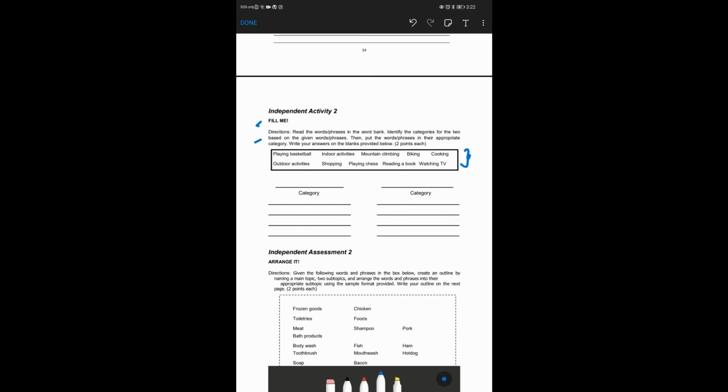So, dito daw, from this word bank, guys, pipili kayo ng dalawang words or phrases dyan na magiging category. Tapos, under ng dalawang category na yon, ilalagay nyo yung ibang mga words na nandun. Okay? I believe this is very easy for you guys. Alam kong kayang-kaya nyo to. Okay?